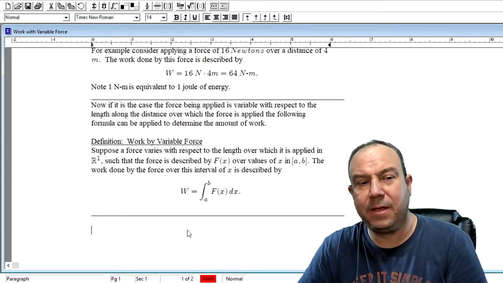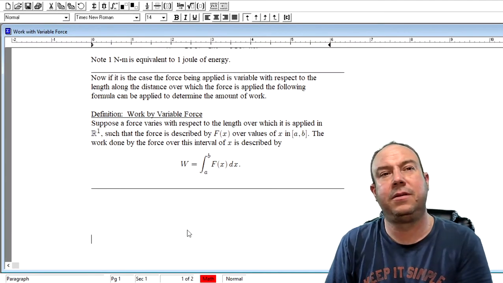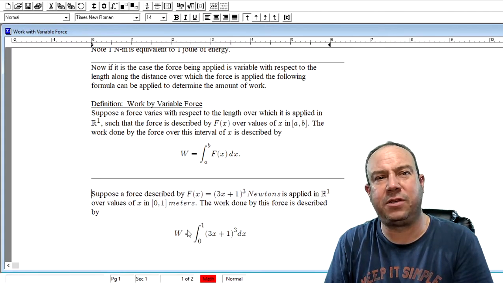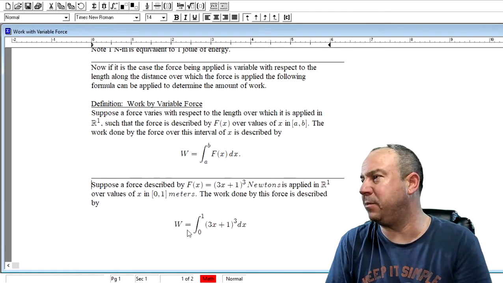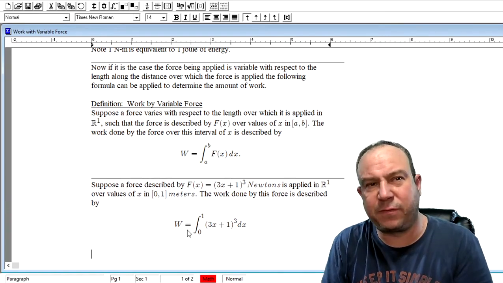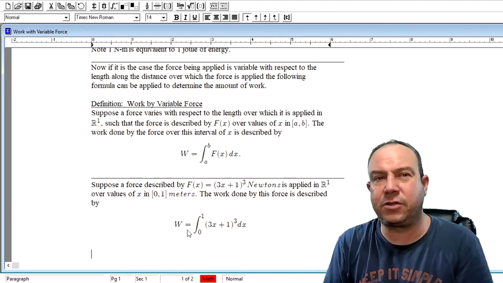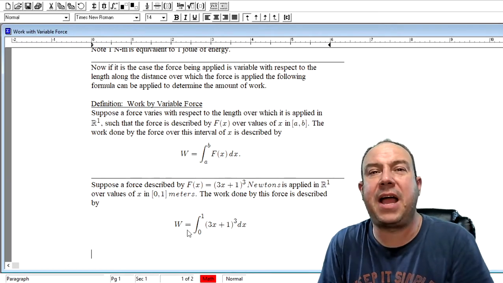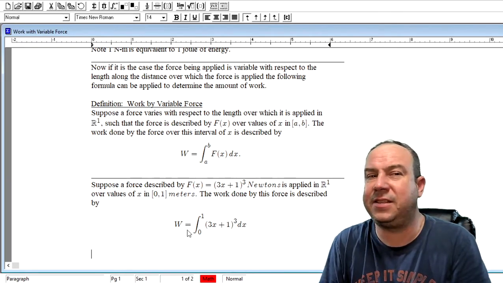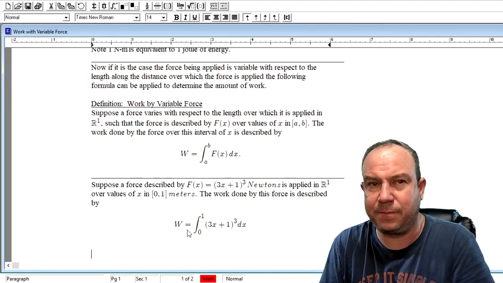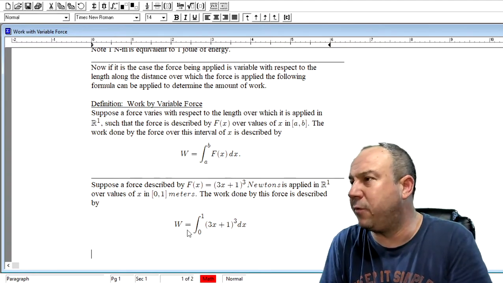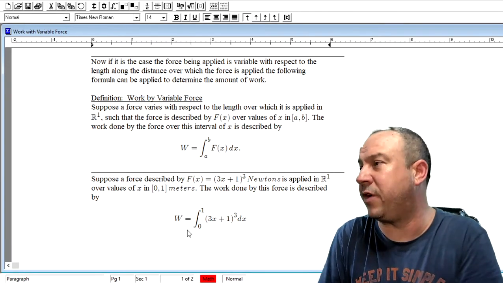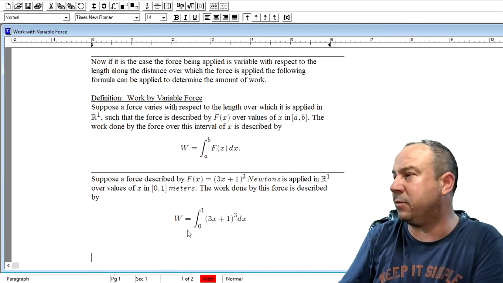All right? We could look at a quick example. These are quick, folks. I do look at a little u-sub on this one too, just to have you practice some u-sub in your work. Suppose a force described by the force function (3x plus 1) raised to the third power newtons is applied in one dimension over values of x in the interval from 0 to 1 meters. The work done by this force is described by the following integral calculation. We are just going to integrate our force function over that interval of x from 0 to 1.